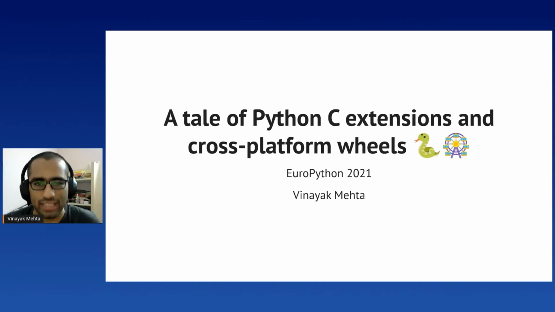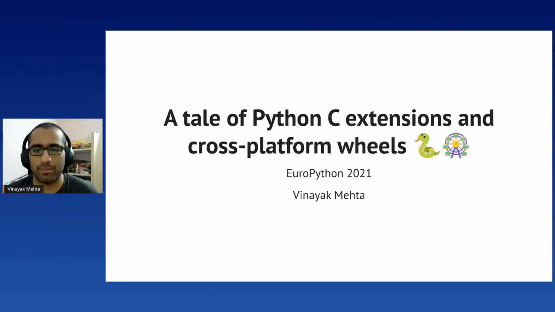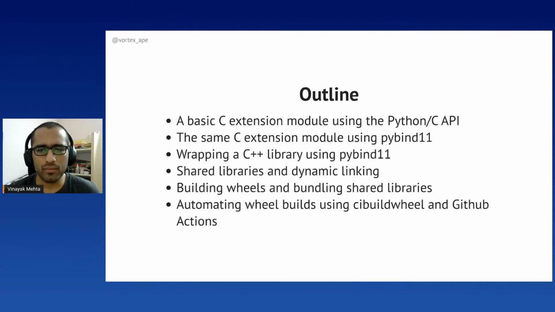So, hey everyone, I'm Vinayak, and today we'll talk about how we can write Python C extensions and package them into wheels so that they're installable by users on any major operating system straight from PyPI. This is the basic outline of the talk. We'll write a basic extension module using the Python C API, then see how we can do that using pybind11, which is a package that offers seamless interoperability between C++ and Python. After that, we'll briefly look into shared libraries and dynamic linking and see how we can build wheels for our extension module and finally automate wheel building using cibuildwheel. The goal of this talk is to give you a good starting point for how you can go about building wheels for your extension modules.